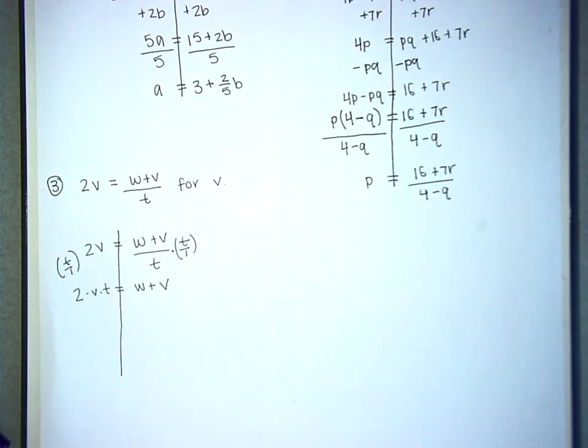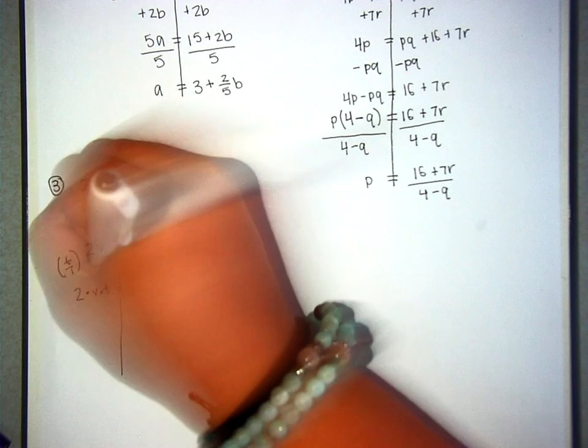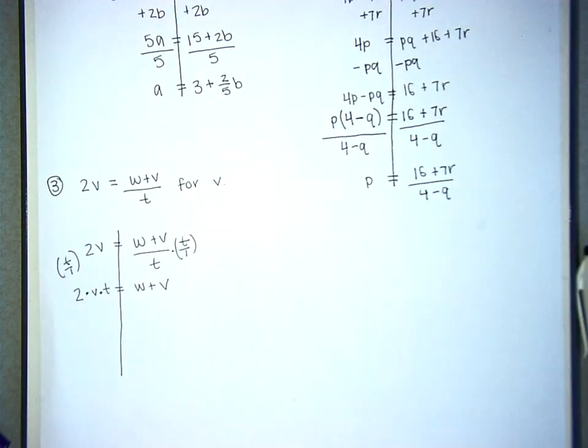All right, now the goal with your partner is, just like before, get the stuff with the V's on one side, get the other stuff on the other side, backwards distribute to get it by itself. Talk to your partner. If you're both lost, either Ms. Langworthy or myself will come over and help.